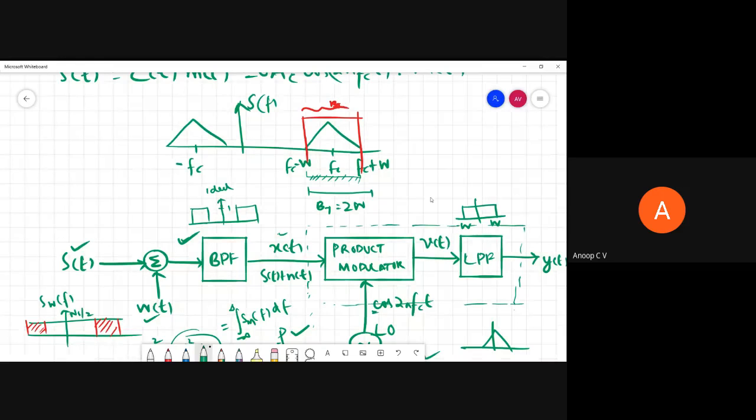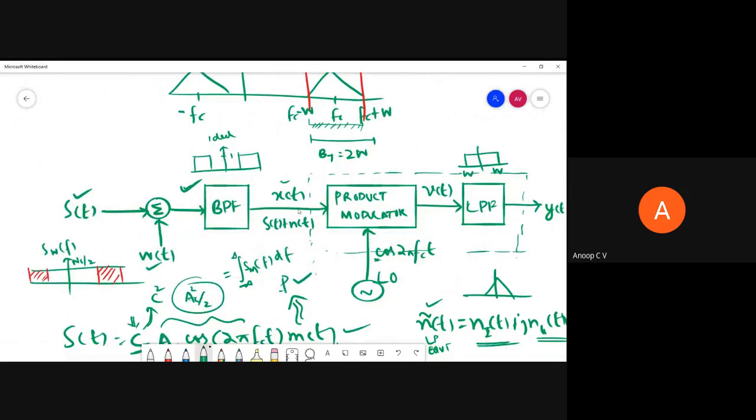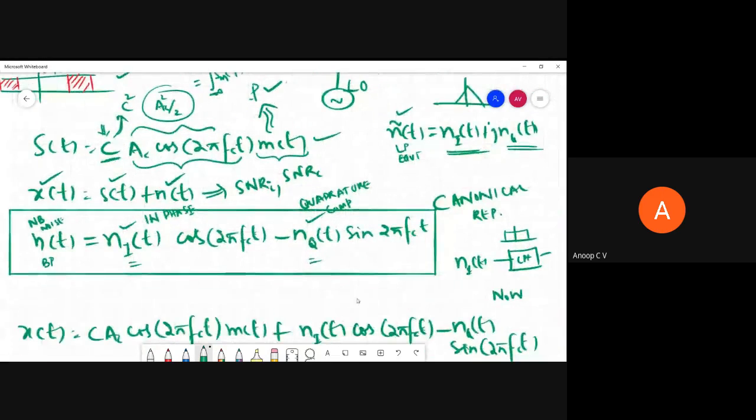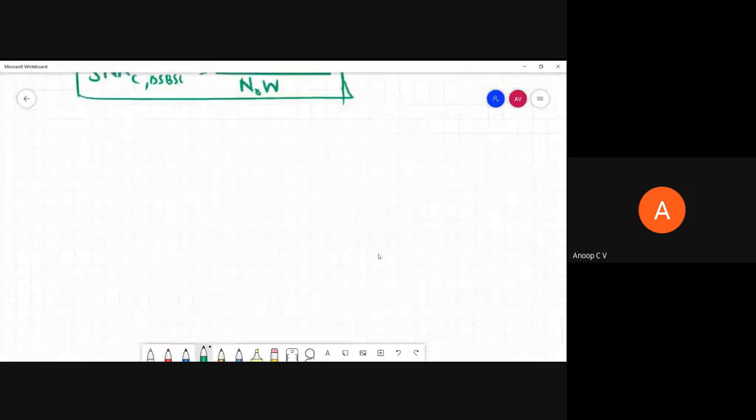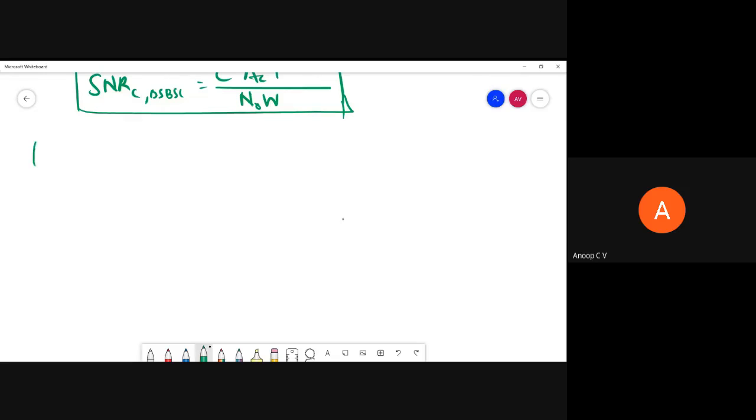What the product modulator does is it gives out V of t by multiplying X of t with cos 2 pi fct. So that's what we have to do next. The product modulator output V of t is equal to X of t times cos 2 pi fct.